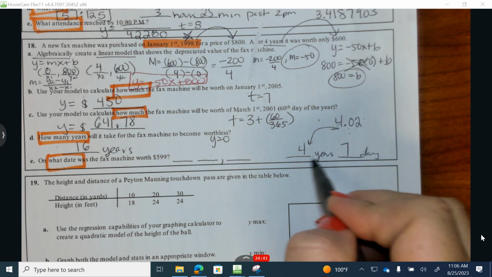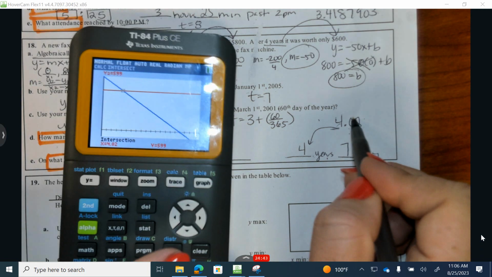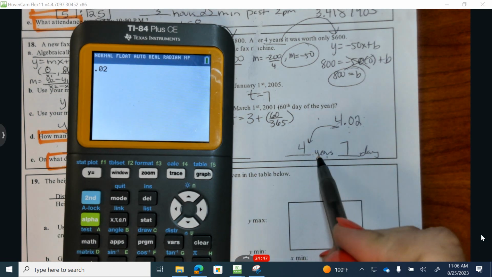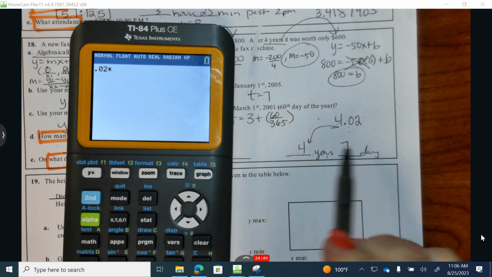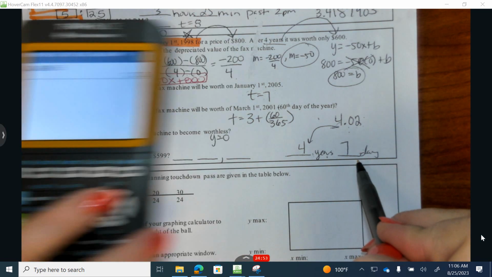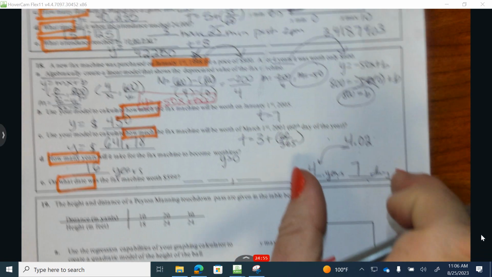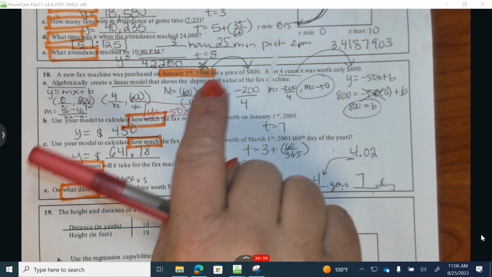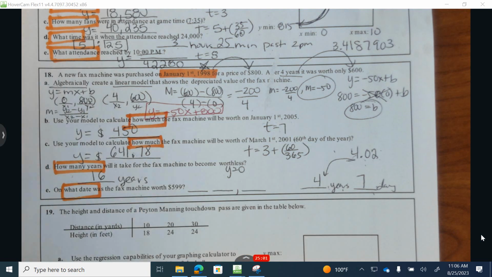That's 4 full years, and I use the partial, the leftover past 4 years, and I ask myself, how many days are there in a year? 365. This rounds to 7 days. What do I do with that information? I need to add 4 years onto the initial date. What is 4 years past 1998?